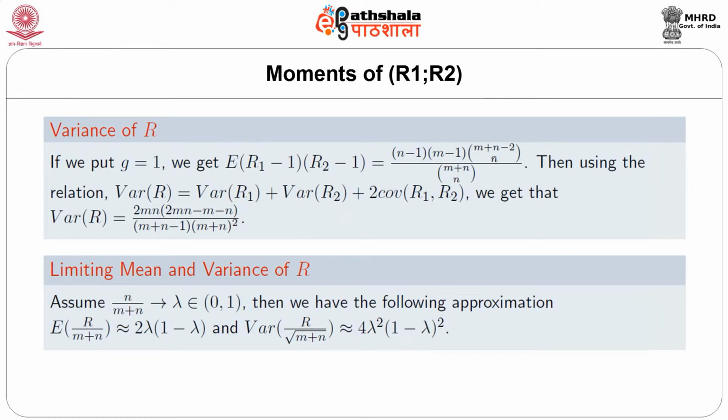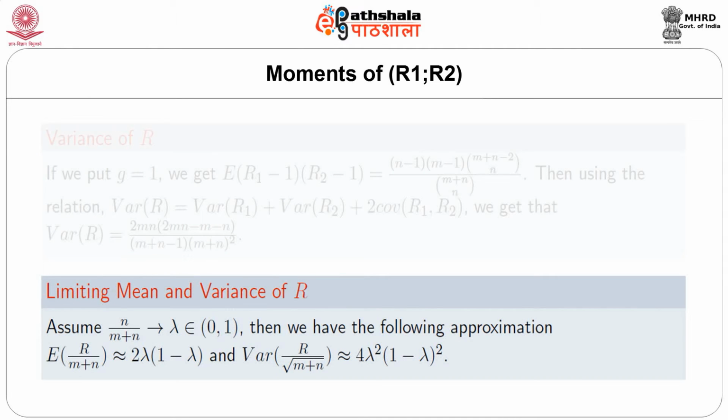Now to obtain the variance of r, we put g equal to 1 and we get the expected value of r1 minus 1 multiplied by r2 minus 1 as n minus 1 multiplied by m minus 1 multiplied by m plus n minus 2 choose n, whole thing divided by m plus n choose n. Thus, using the relation that variance of r equals variance of r1 plus variance of r2 plus twice the covariance of r1 and r2, we get the desired expression of variance.